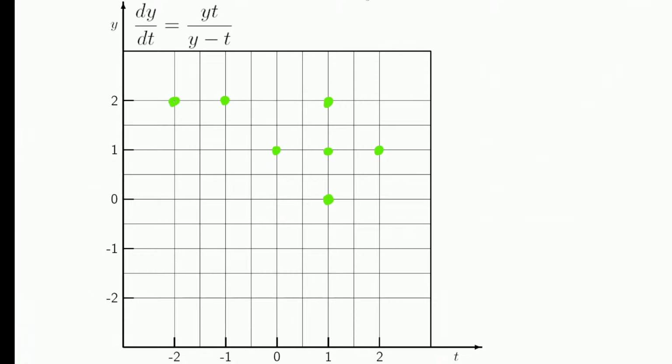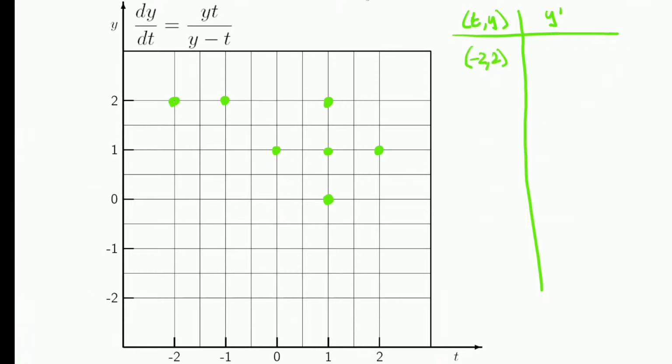So let's do this. Maybe I could make a little table over here. Let's see, t and y, and then this will be y prime. It looks like the first one I have is -2, 2. So I'll mark them down here from left to right. -1, 2, 0, 1, 1, 0, 1, 1, 1, 2, 2. There we go. So we'll just compute the slopes.